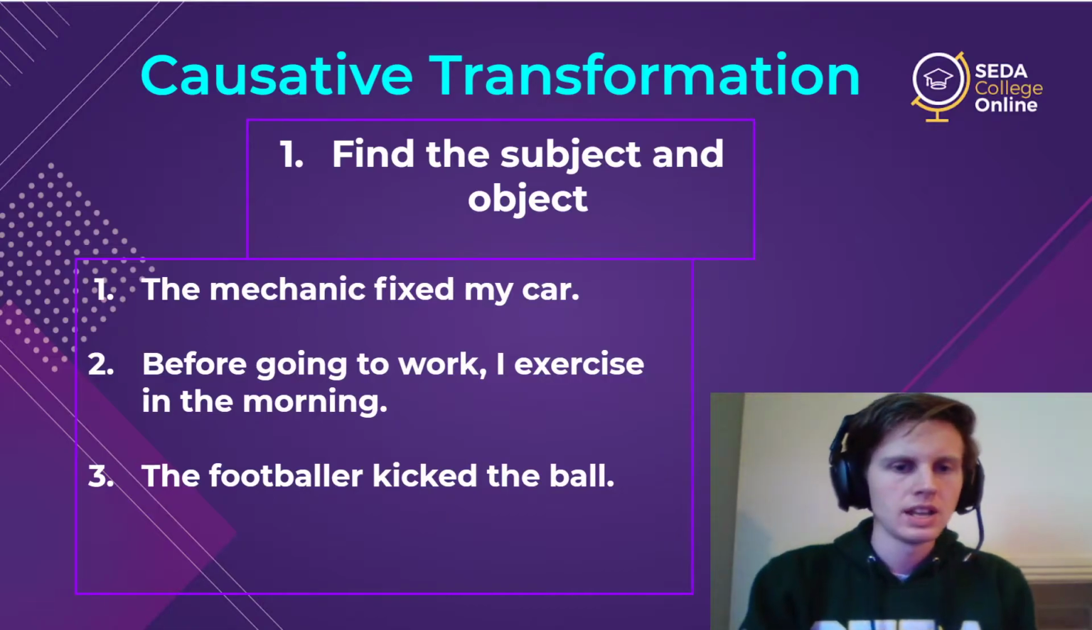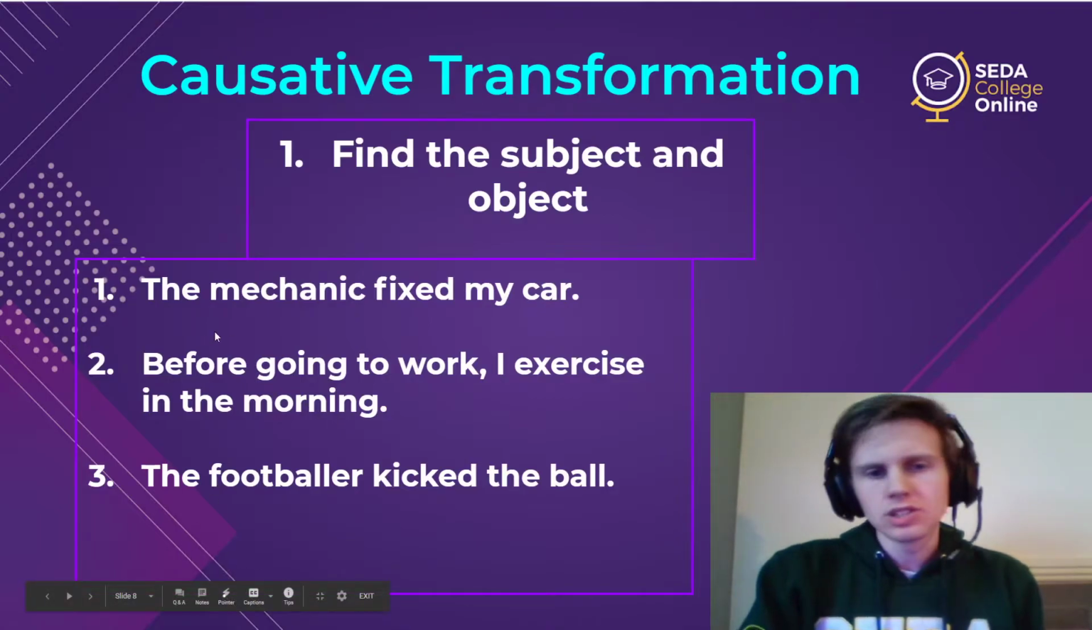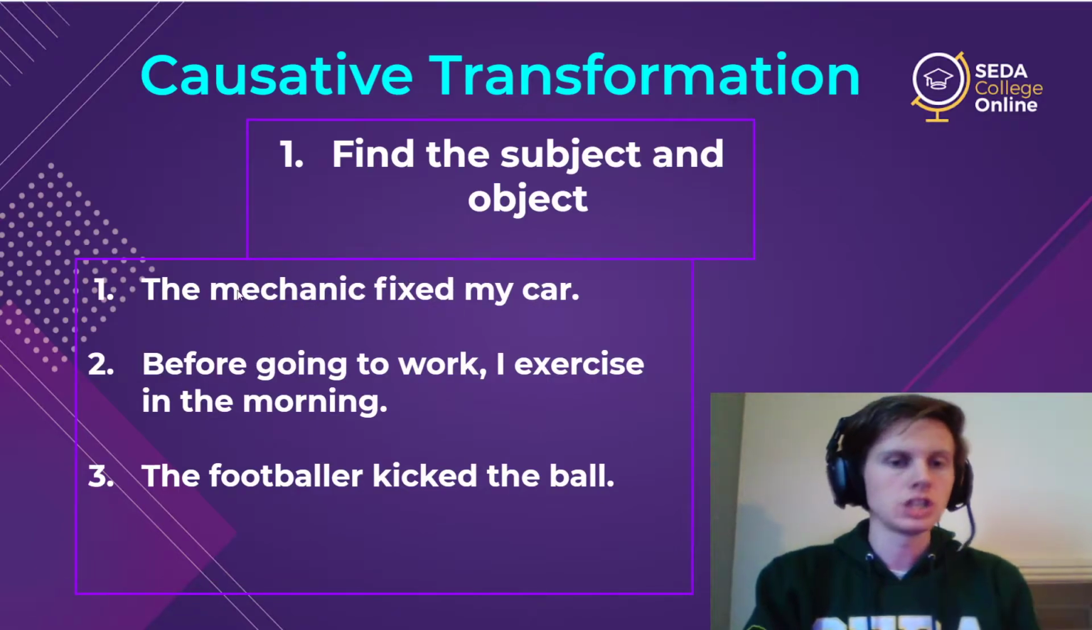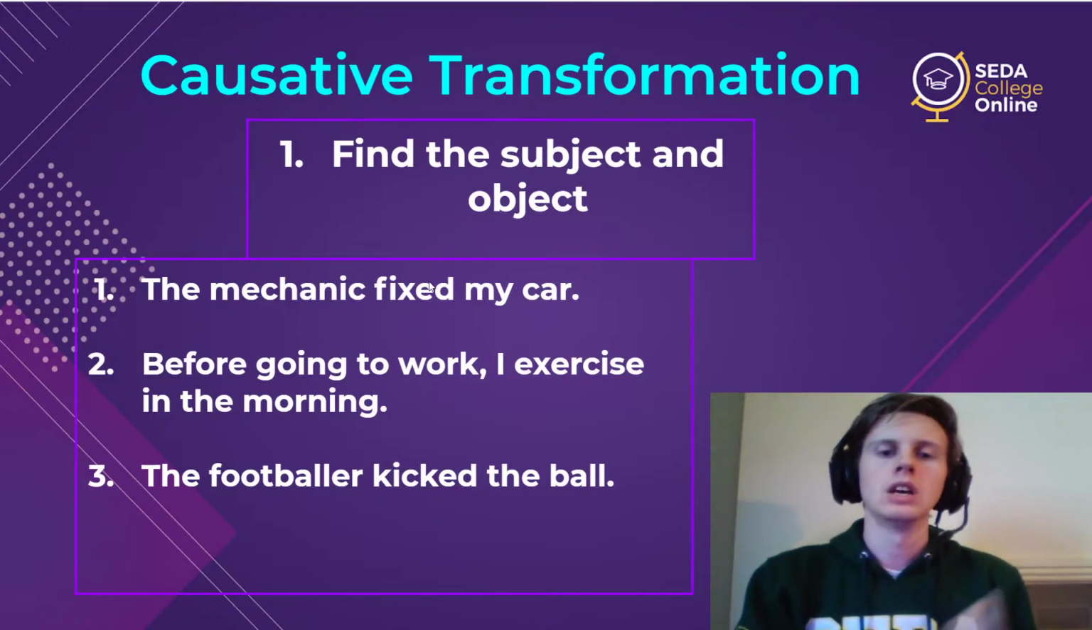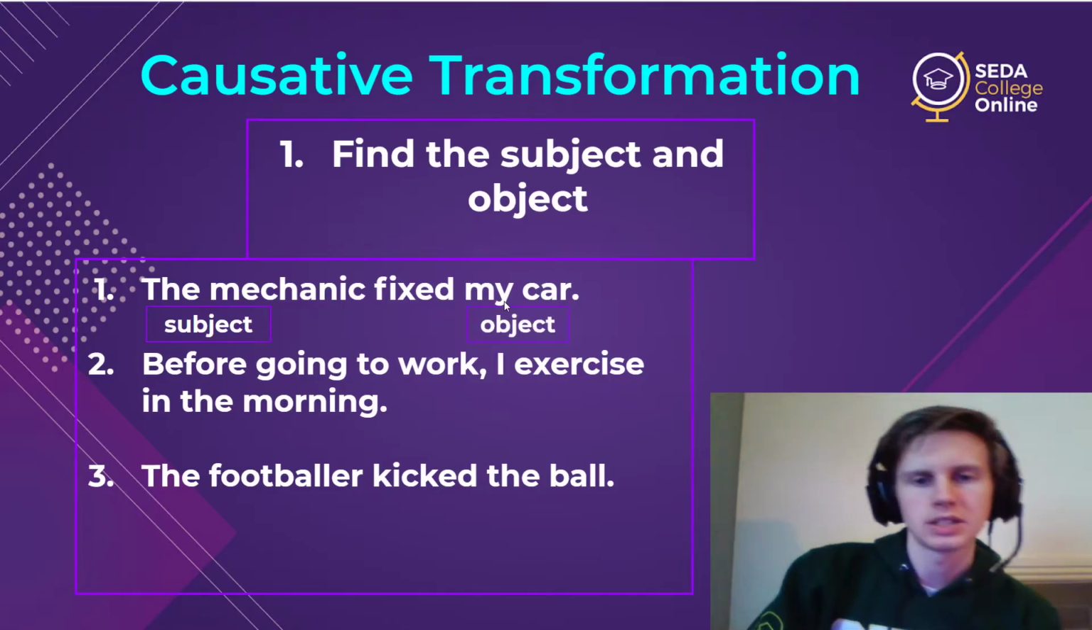Well, in the first one, the mechanic fixed my car. Well, the subject is always the first thing in the sentence. The mechanic, I have my verb fixed, my car. This is logical that my mechanic, he or she, is the person who did this. So I know that's my subject. And I know that this happened to my car, so that's my object.